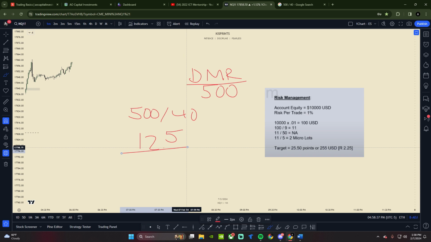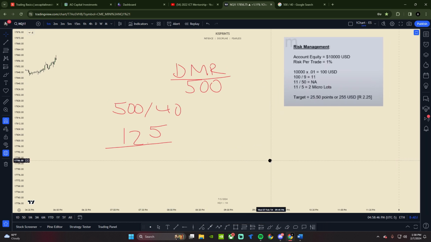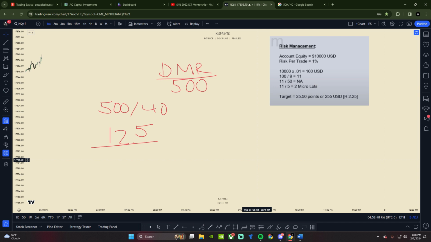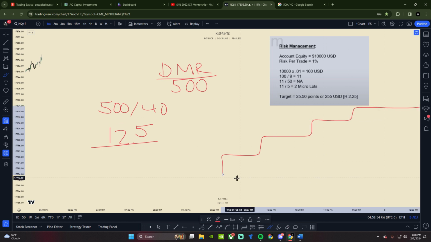Then how much do I risk if I stop? This calculation shows how much you risk, but this is how much I recommend. You're going to start off on 2 micros on NQ. I call this the pyramid technique. It's a little step stool. You're going to start off with 2 micros.